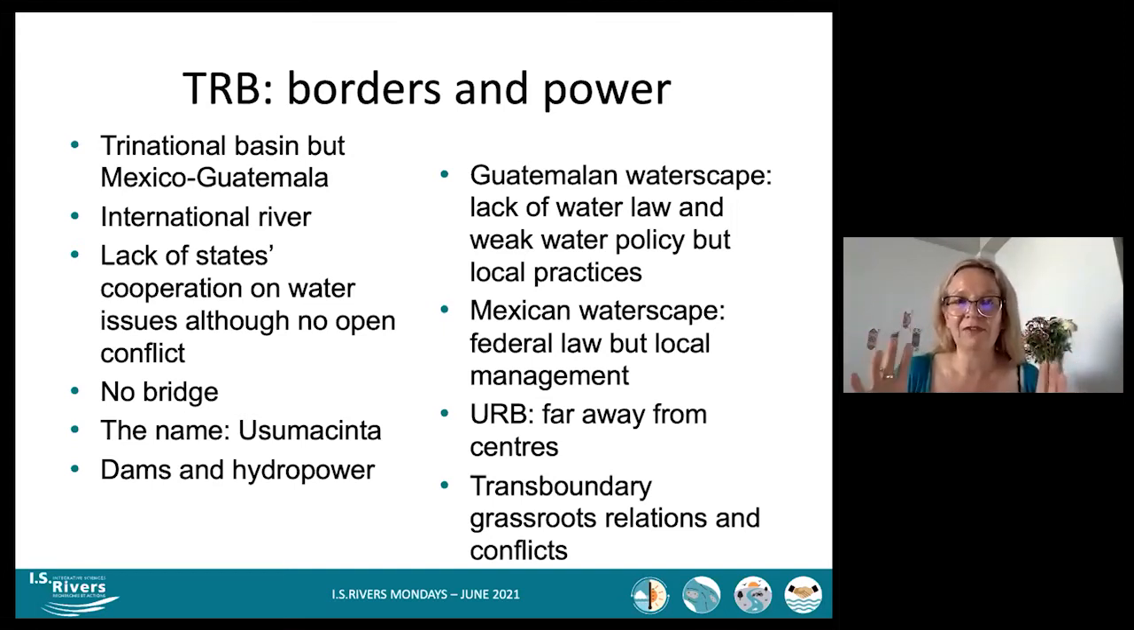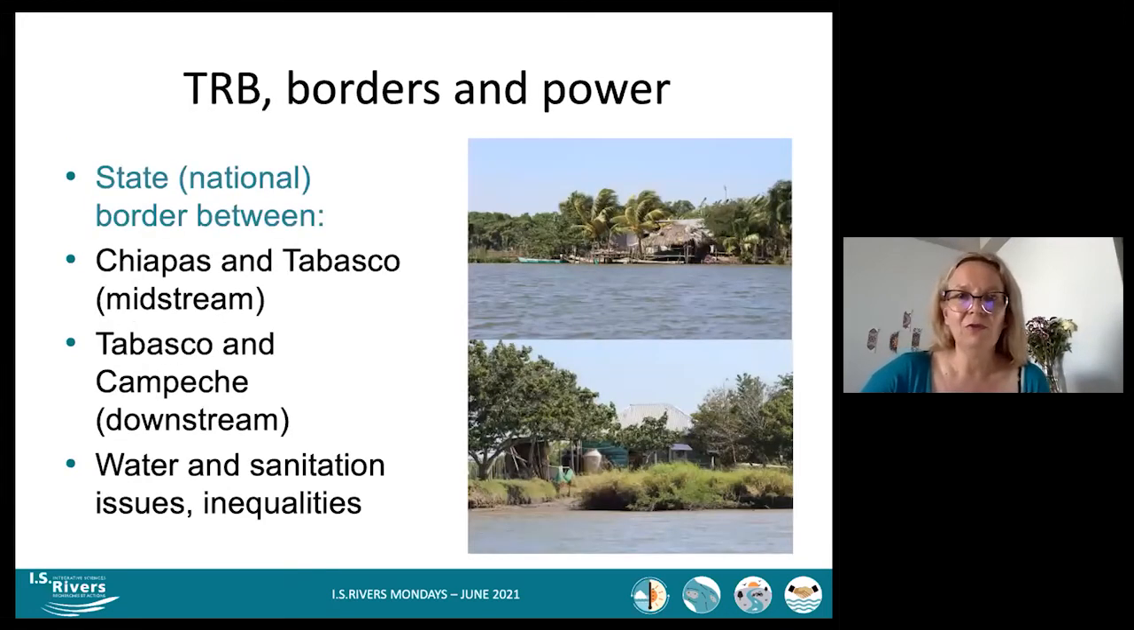In both cases, if we place ourselves at the cross-border scale, we can say that the URB is characterized by the fact that they're isolated from the centers of power in both countries. And we see cross-border relations that are developed at a local level, but also local conflicts around water amongst the populations.